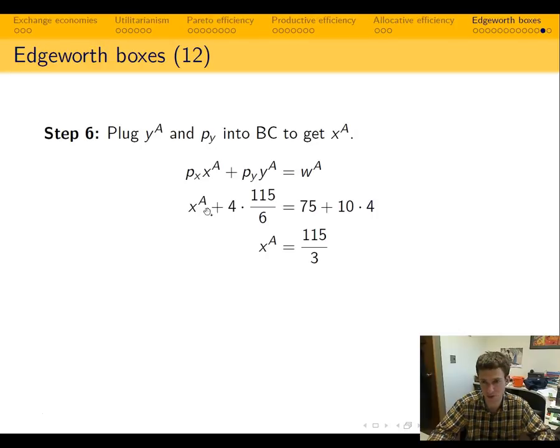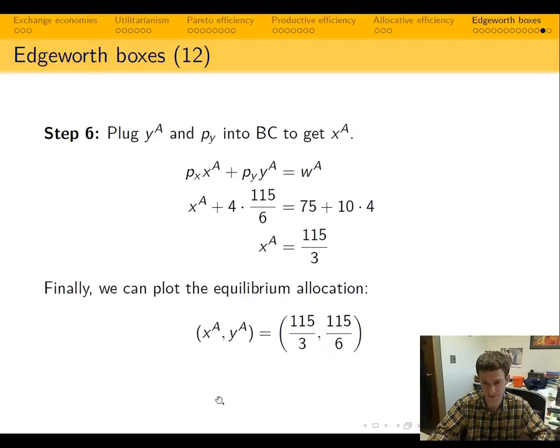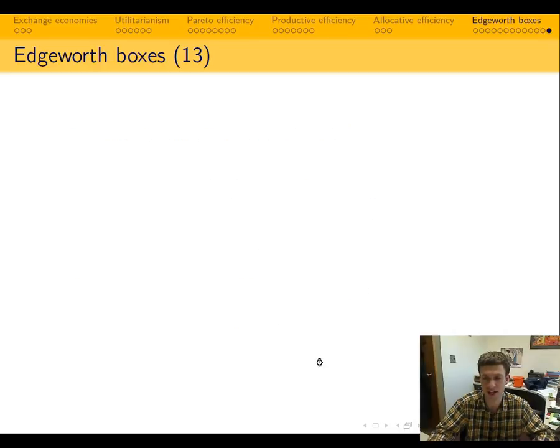So the price of X is 1, price of Y is 4, YA we solved for is 115 over 6. WA here, she has 75 units of X, which has a price of 1, and she has 10 units of Y, which has a price of 4, so this is her income. We solve this for XA, it's 115 over 3. And so finally, we can plot the equilibrium allocation. She chooses to purchase 115 over 3 units of X and 115 over 6 units of Y.